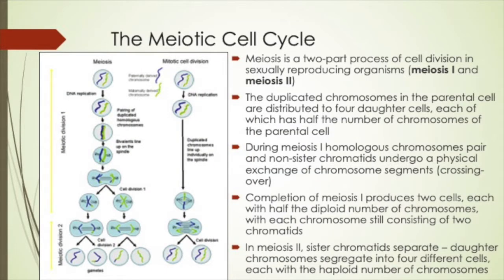Meiosis is a two-part process of cell division. The first part kind of duplicates the chromosomes, or duplicates the cell, and then the second part splits the cells. The duplicated chromosomes in the parental cell are distributed into 4 daughter cells, each with half the number of chromosomes of the parental cell. So if you have a diploid cell at the beginning, you're going to have a haploid cell at the end.